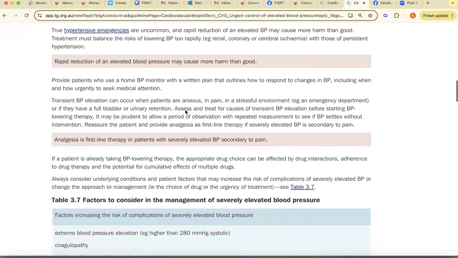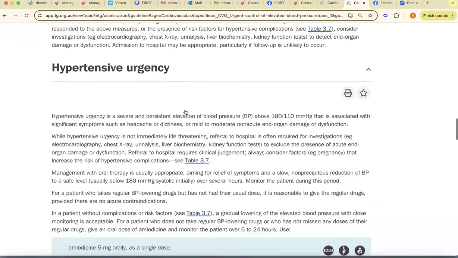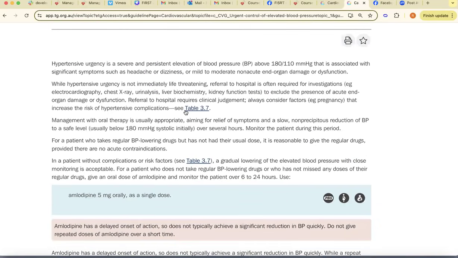All we need to do for severely elevated BP is make sure that yes, it is actual blood pressure, it's not white coat. And then if it is really the case, we start the treatment, low dose amlodipine or low dose ACE inhibitor, and then we see the patient next day to see how they're doing. That is easy. What about hypertensive urgency?